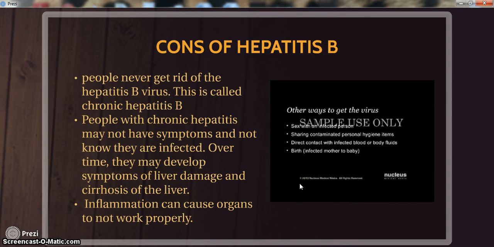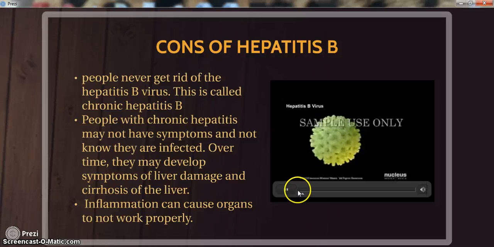The cause of hepatitis B: people never get rid of the hepatitis B virus. This is called chronic hepatitis B. People with chronic hepatitis B may not have symptoms and not know they are infected. Over time, they may develop symptoms of liver damage and cirrhosis of the liver. Inflammation can cause organs to not work properly.